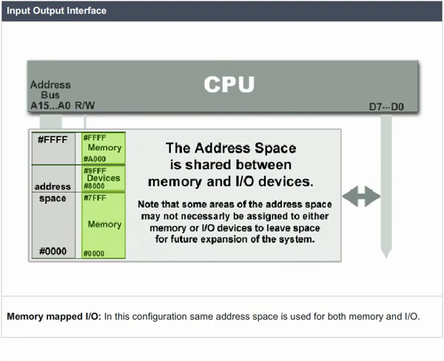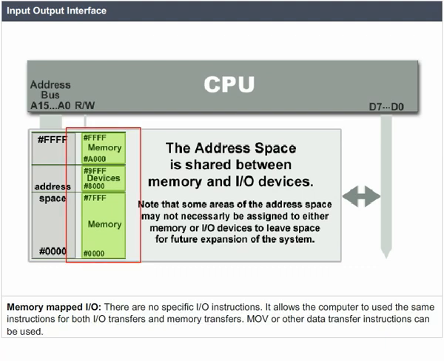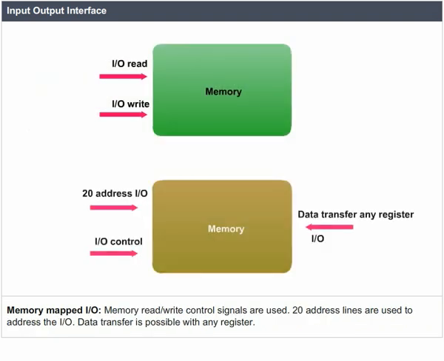Memory mapped input-output. In this configuration, the same address space is used for both memory and input-output. There are no specific input-output instructions. It allows the computer to use the same instructions for both input-output transfers and memory transfers. MOV or other data transfer instructions can be used. Memory read-write control signals are used.